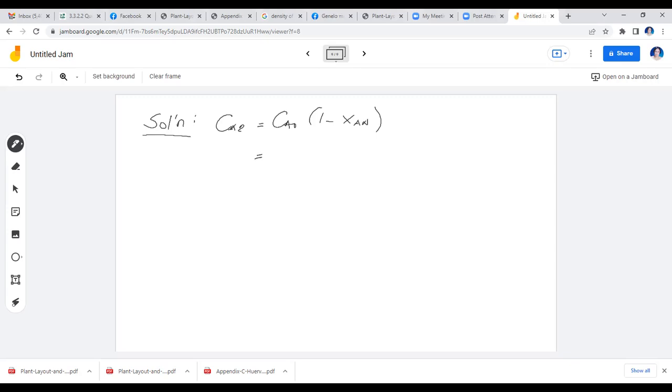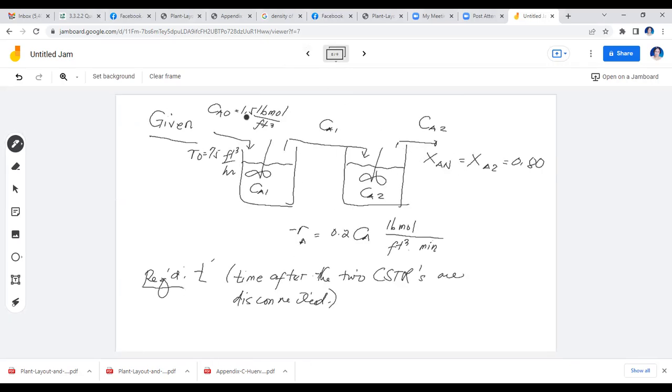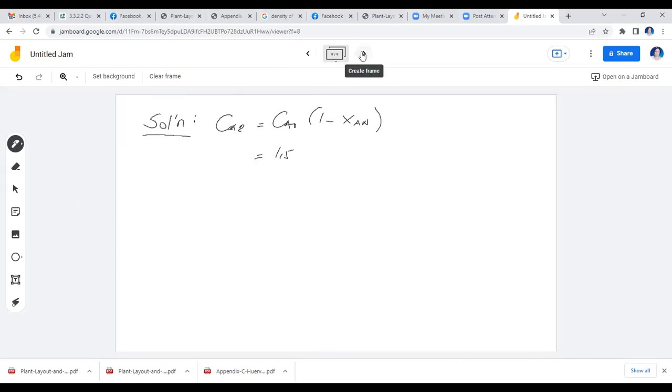So for CA0, you have 1.5. You have it here. It's 1.5 and the overall conversion is 0.80. So you will have here 1 minus 0.80. So your CA2 in this sense would be 0.3 pound mole per cubic feet.